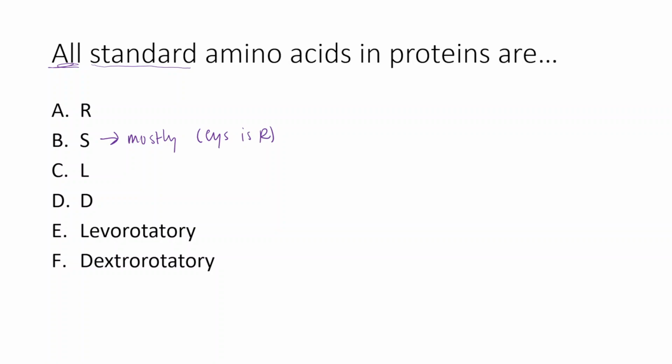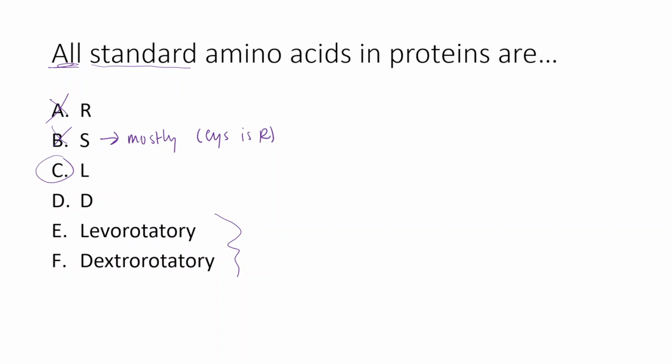Any other ideas here? Yeah. L. Okay. So why do you say L? Okay. Yeah, so we can go through that. We kind of eliminated R and S. So let's talk about dextrorotary and levorotary. That refers to the way amino acids, or any molecule, rotate light. And in the case of amino acids, it's about half and half. They're split. So some are levorotary, some are dextrorotary.